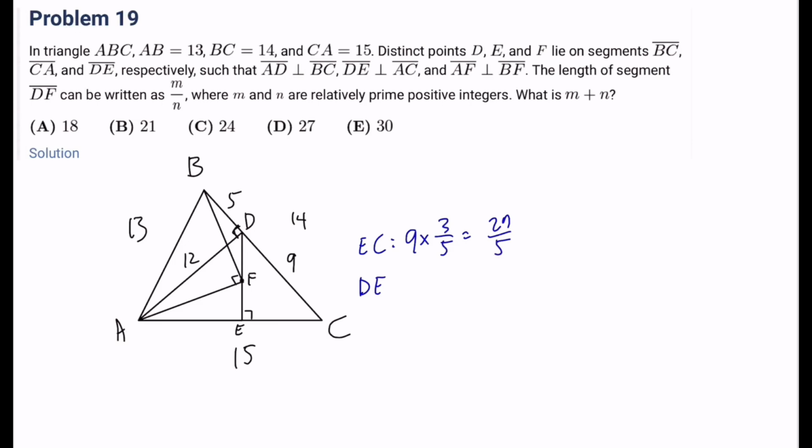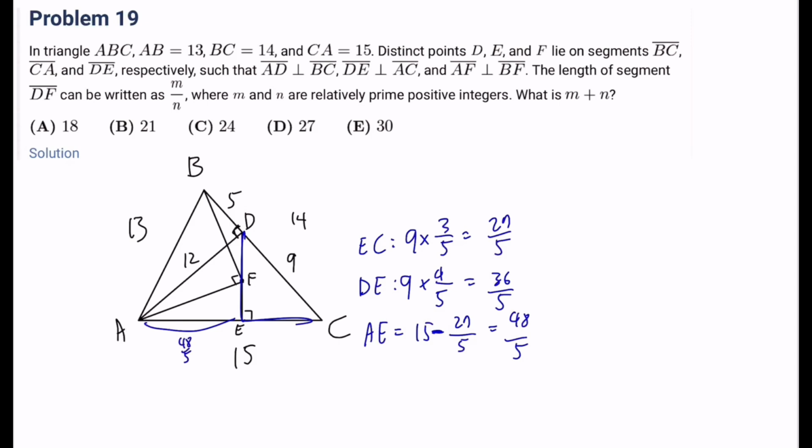And DE, that's going to be this one. That's going to be 9 times the sine of C, so that's 4 over 5, which is 36 over 5. So we have this length and this length now. Now we can get AE, because this whole thing is 15, and this is 27 over 5. So AE equals 15 minus 27 over 5, which equals 48 over 5. So now we know that this is 48 over 5.